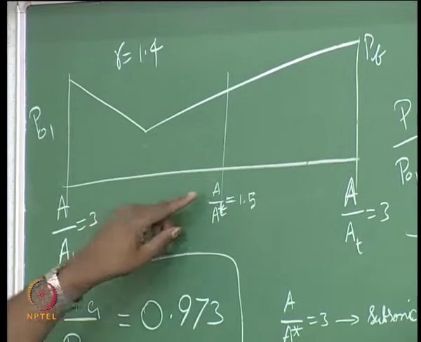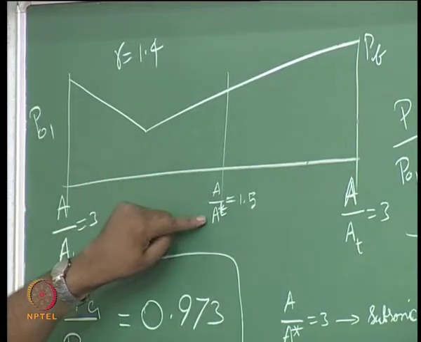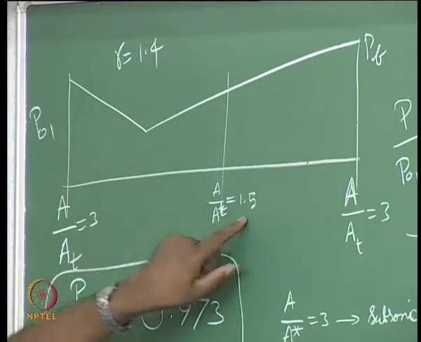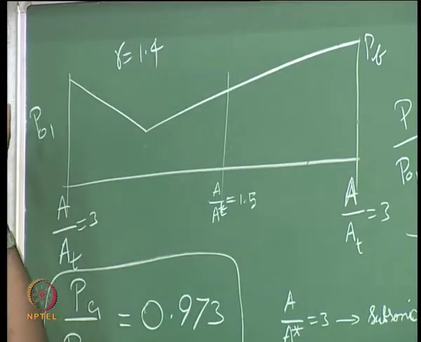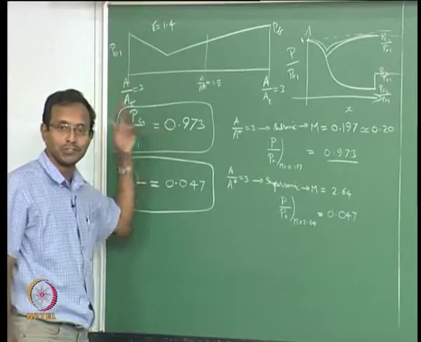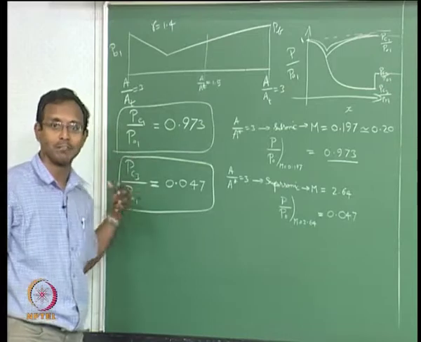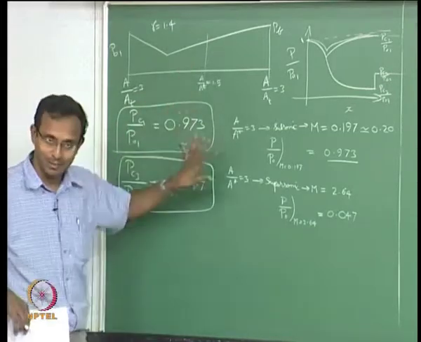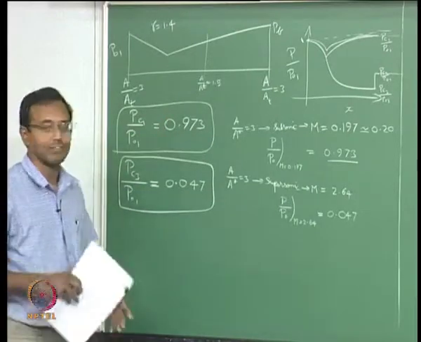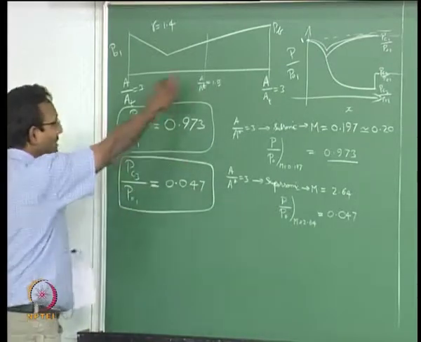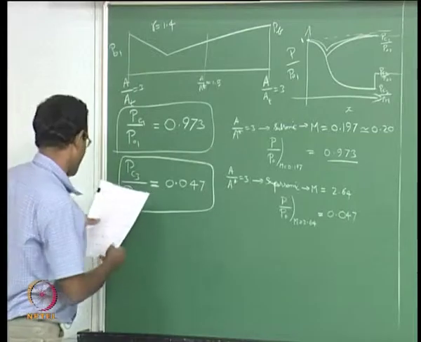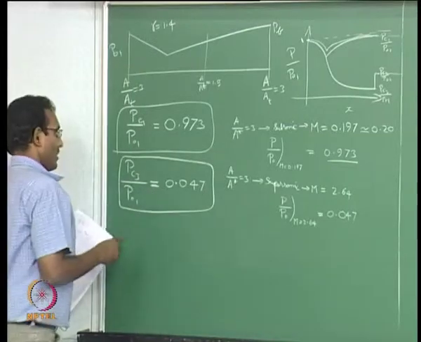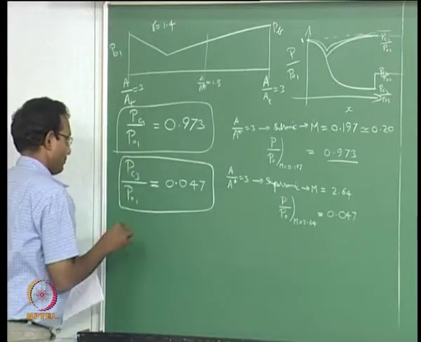Then all I have to do is, since I know it is choked at the throat, A by A star is equal to A by A throat, that is 1.5. Go to isentropic tables, find the Mach number, find the pressure ratios, find the temperature ratios, get multiplied with P naught or T naught, you get to the answer. So I won't go through the details of it here, but the next problem I am going to solve the full thing, where you will go through this detail also. We will look at that case anyways. I still haven't gone to the full problem.